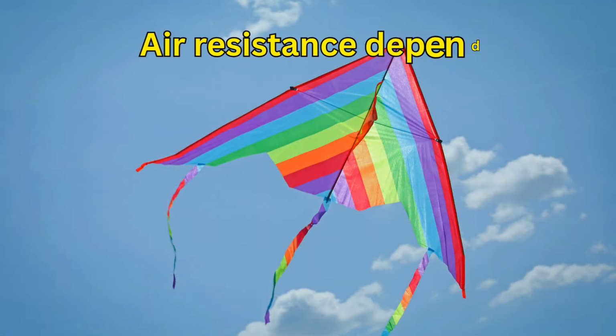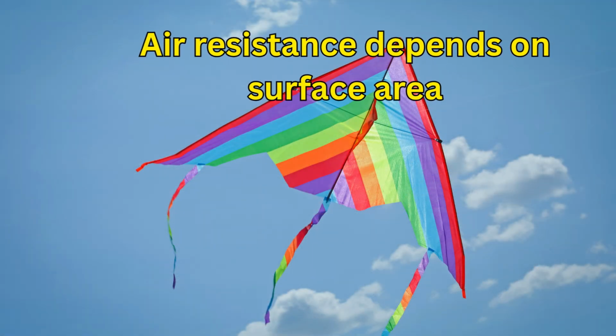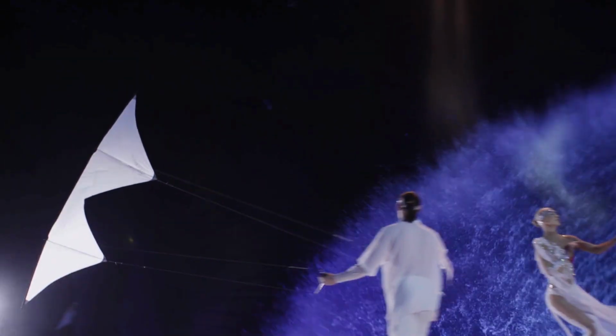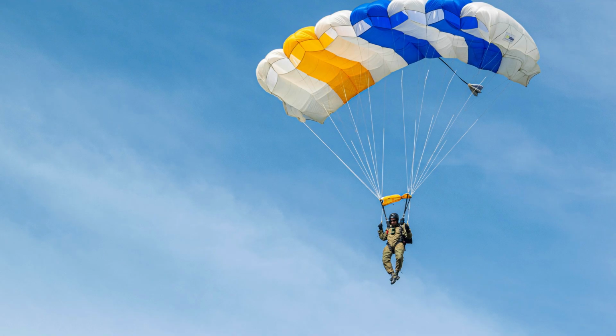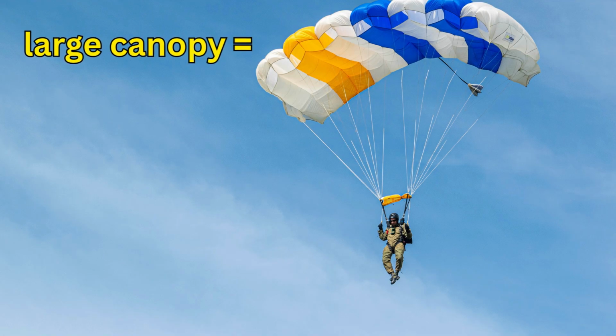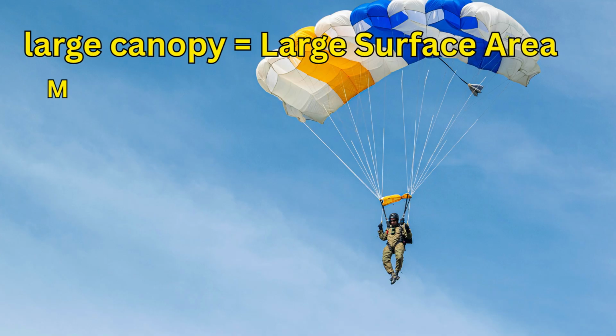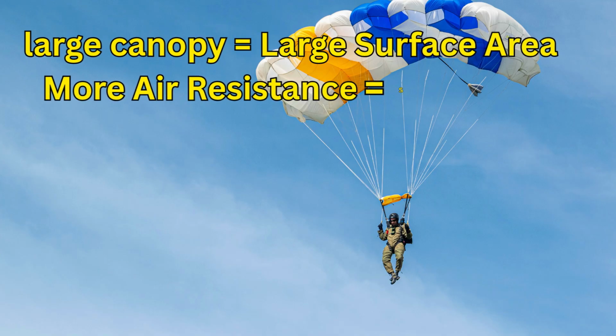Air resistance depends on surface area. More surface area catches more air, increasing air resistance. This is why a parachute opens into a large canopy before landing. Its wide surface area catches more air, creating greater air resistance that slows the person down for a safe landing.